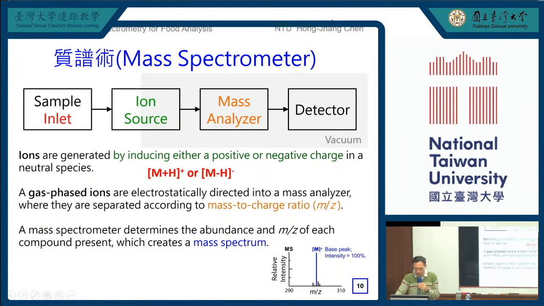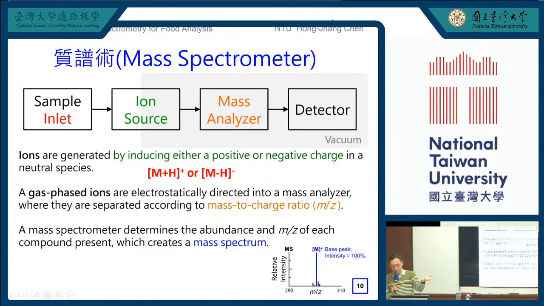A classical mass spectrum is shown like this. The x-axis is m/z, mass to charge, and the y-axis is relative intensity. And the 100% peak means the most abundant in this spectrum, called the base peak.